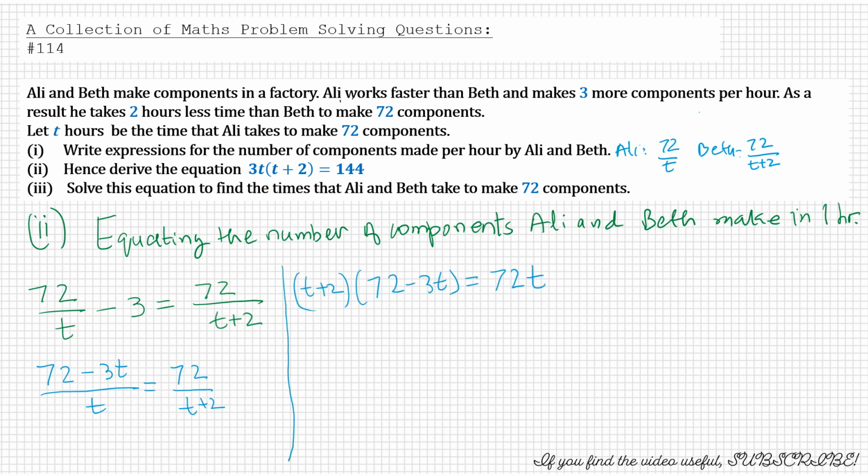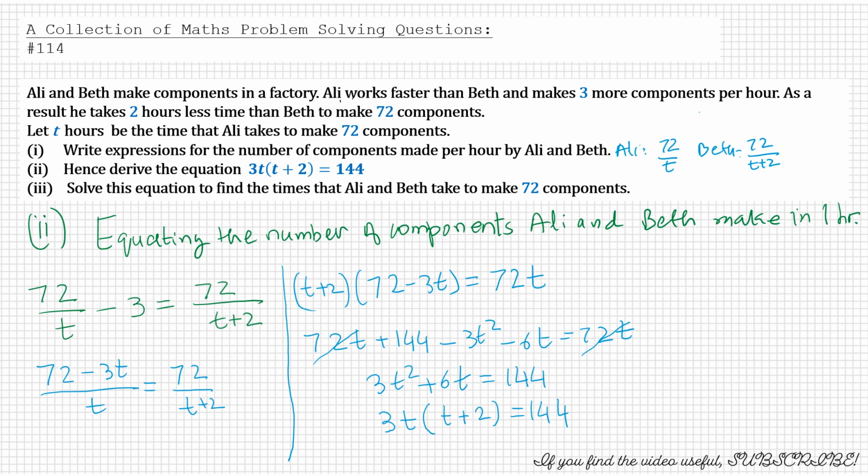And then you go on to do cross multiplication. So T plus 2 times 72 minus 3T equals 72T. And then we get this expression, which then 72T cancels out. So we are left with 3T squared plus 6T equals 144, and we take 3T outside the bracket and we get 3T times T plus 2 equals 144, and that's the expression they've asked for. So that completes part 2.